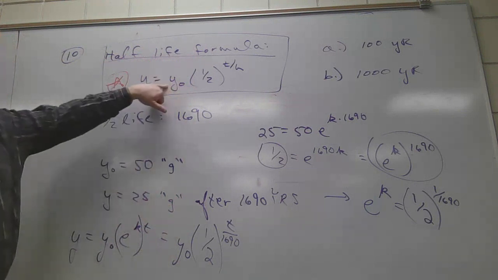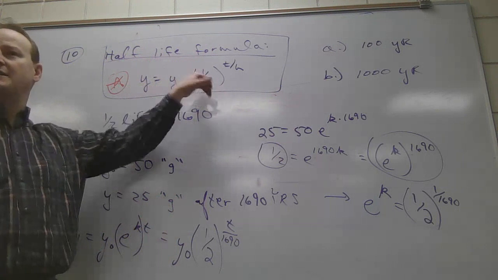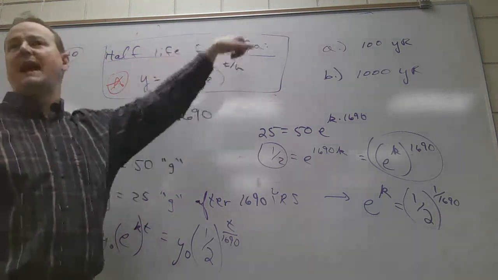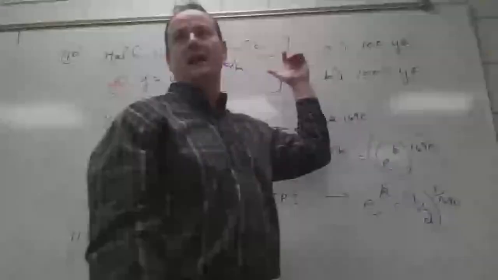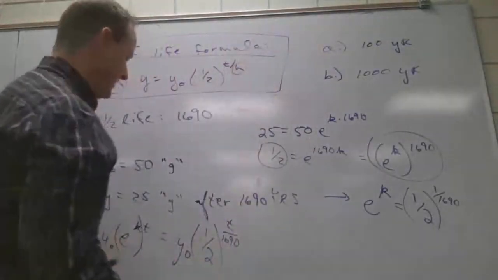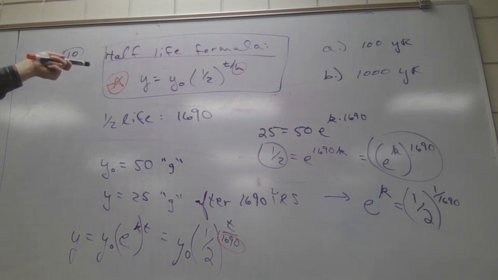But the original amount at time 0 is y0. And then 1/2 is the factor, because that's how much is left. And then t is the number of years that have passed, divided by the full cycle, h. H is the full half-life cycle, which in this case is the 1690 years. Okay, so we have a nice formula that we can use for half-life computations now.